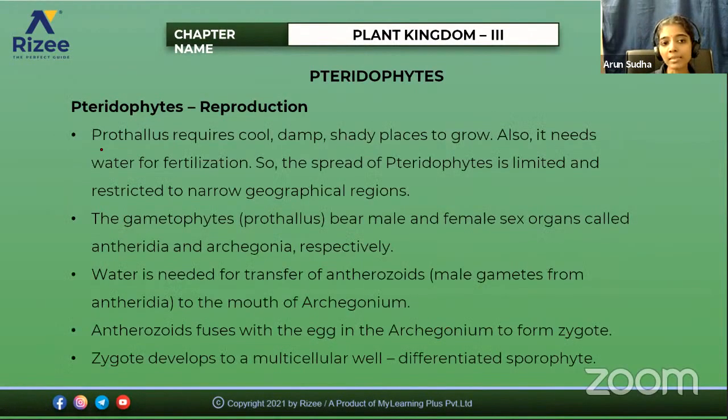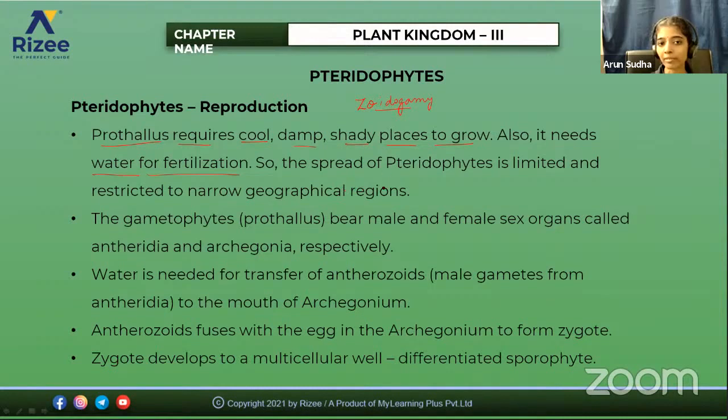This prothallus requires cool, damp, shady places to grow. Though it is a terrestrial plant, it needs cool, damp, shady places, so it is restricted to places where there is a little water. It cannot grow anywhere. It also needs water for fertilization, and this type of fertilization, which we saw yesterday, is called zoidogamy. That is, the male gamete swims, so it requires water to reach the female gametophyte. So the spread of pteridophytes is limited and restricted to narrow geographical regions.